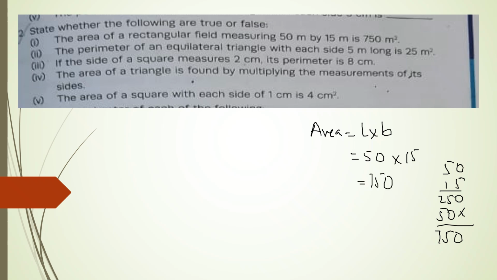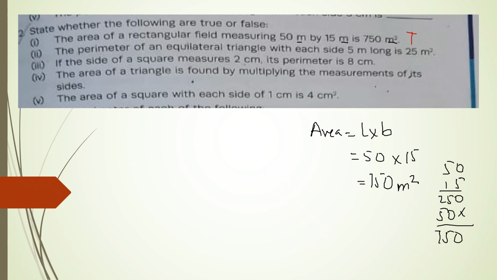And then what is the unit? Look, meter, meter. So it will be meter square, right? Meter square. For example, if he has written here centimeter square, in that case it would be wrong. Now it is correct because he has written the number as well as the unit correctly. So we will write T here because it's true.